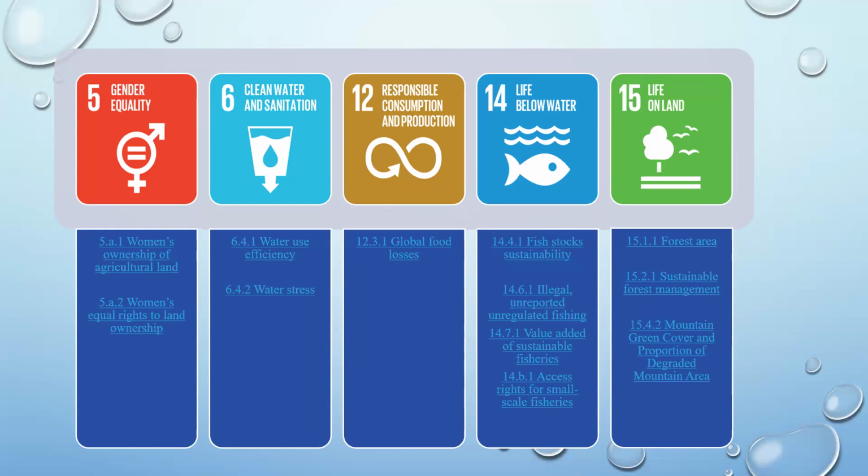In clean water and sanitation, the indicators are water use efficiency and water stress. In responsible consumption and production, global food losses. In SDG 14, life below water, the indicators are fish stock sustainability, illegal, unreported, and unregulated fishing, value added of sustainable fisheries, and access rights for small-scale fisheries. And SDG 15, life on land, the indicators are forest area, sustainable forest management, mountain green cover, and proportion of degraded mountain area.